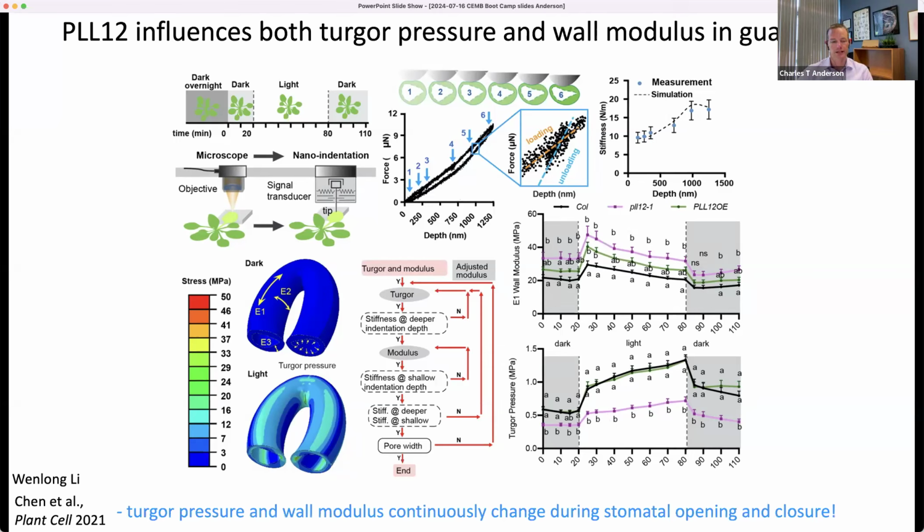And then one of the other exciting things about this set of experiments, which was really one of the first sets of experiments in which we were able to detect the wall modulus and the turgor pressure simultaneously in a physiologically active guard cell, is that these values are changing continuously during stomatal opening and also change dynamically during closure. So it's not simply a switch that goes from sort of low pressure to high pressure and then back to low. It's sort of this gradient that changes over time, which we think is pretty exciting.